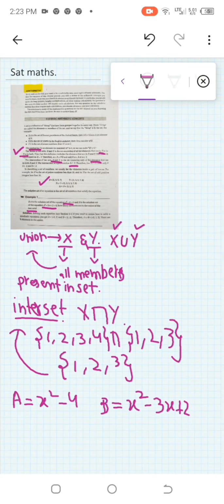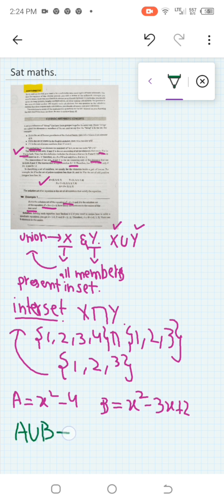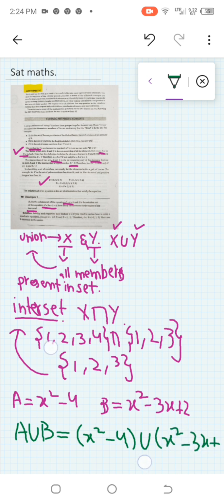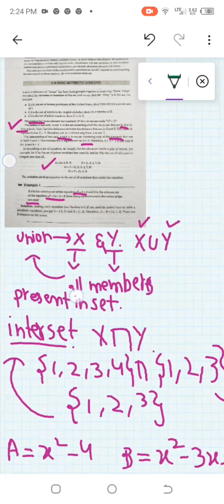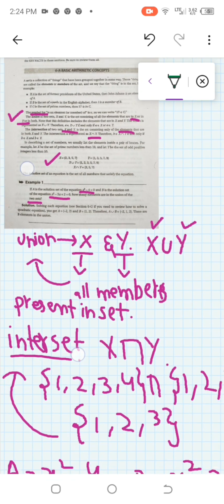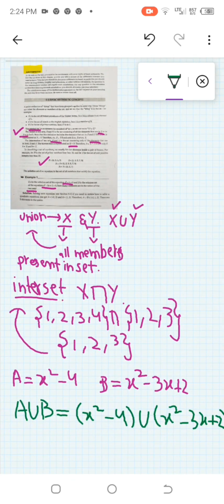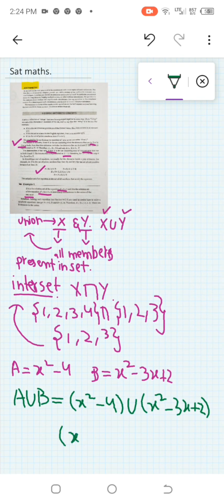Okay, so now here they have asked us to find out the union. So A union B is equal to x square minus 4 union x square minus 3x plus 2. As I have written the union over here, now I have to find out the answer. So that will be x square minus 3x, and minus 4 plus 2. This is the union of this example. Okay, I hope this first page is clear to you guys.